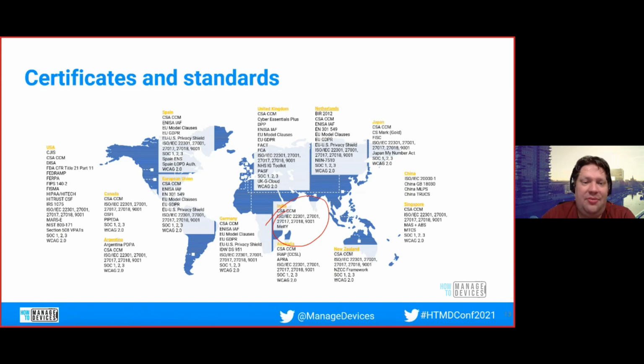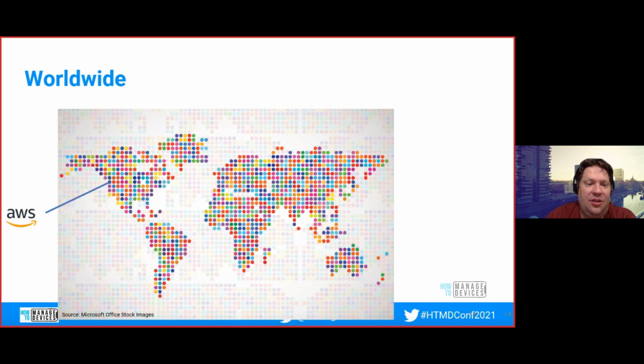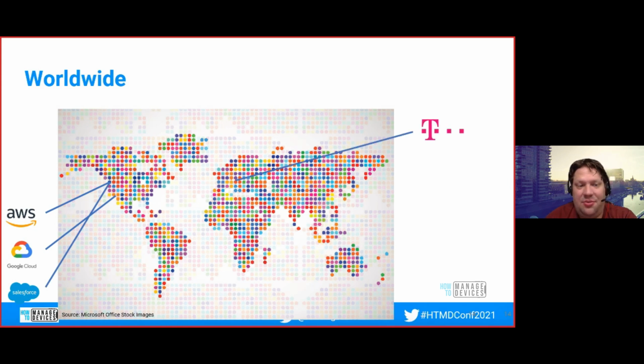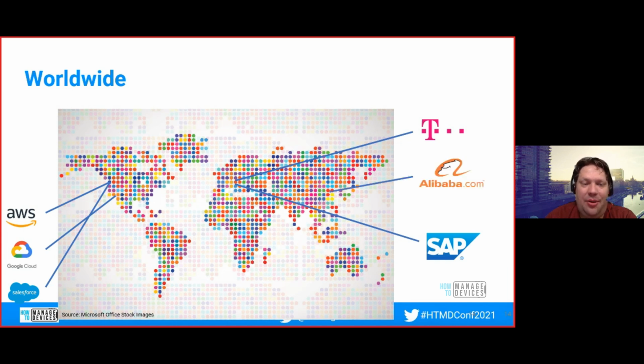And I'm very happy if you have a look at the companies worldwide, and you see that these companies, or the head offices of the companies: Google Cloud, AWS, Salesforce, Telekom, that's one from Germany, also SAP, which I know you know is also a company from Germany, and we have Alibaba, and we also have Azure. You see that they have to fulfill the regulations worldwide.